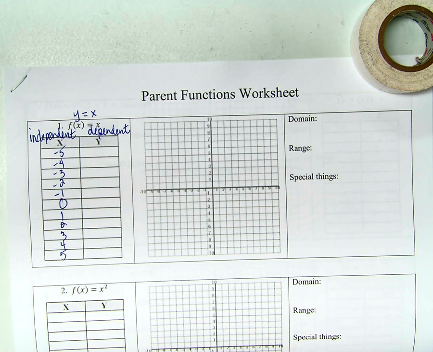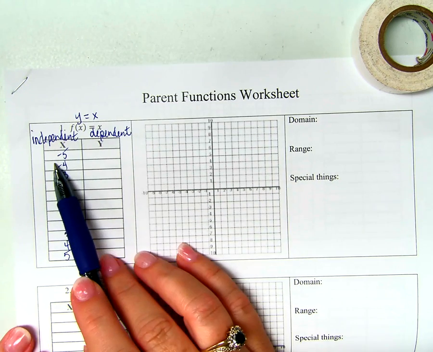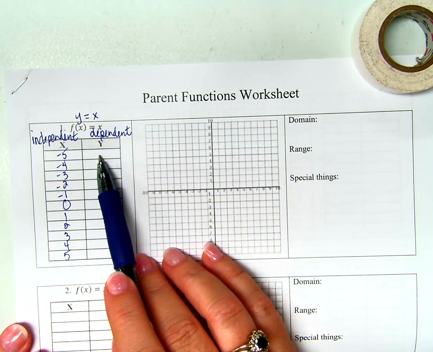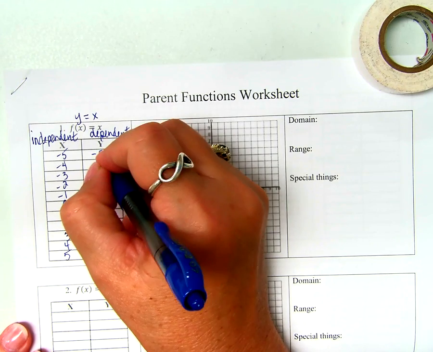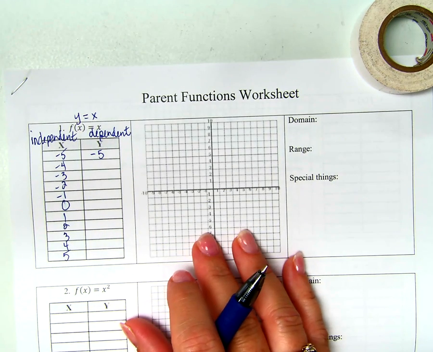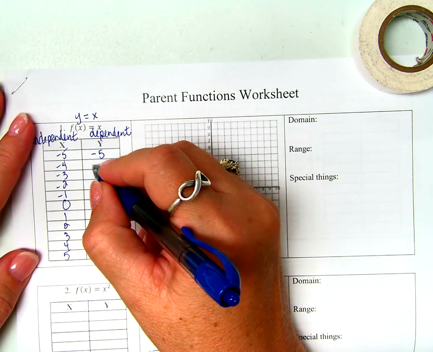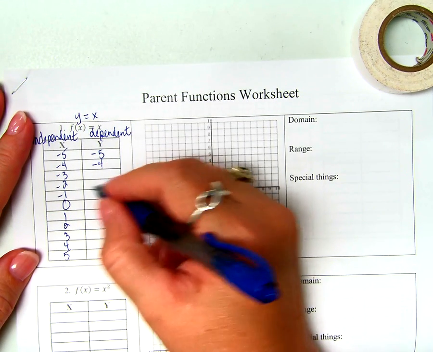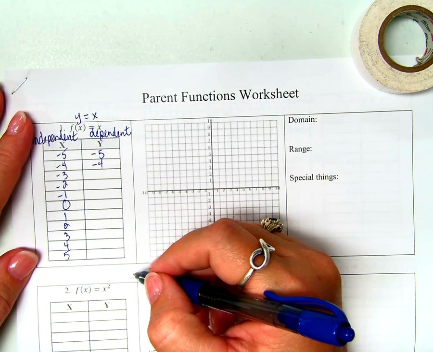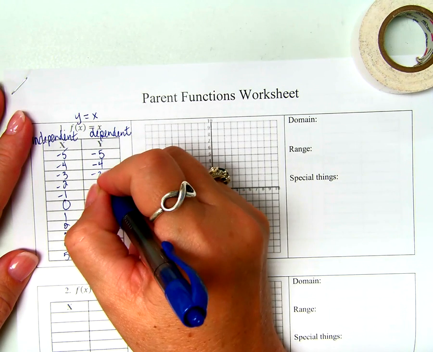Good job. Okay? So if I know that x is -5, what's y? -5. How do I know that again? Because y equals x. Oh, because y equals x. So whatever x is, that's also what y is. So if x is -4, y is -4. Do I need to keep asking you, or can you know the pattern already? All right, fill it in then.